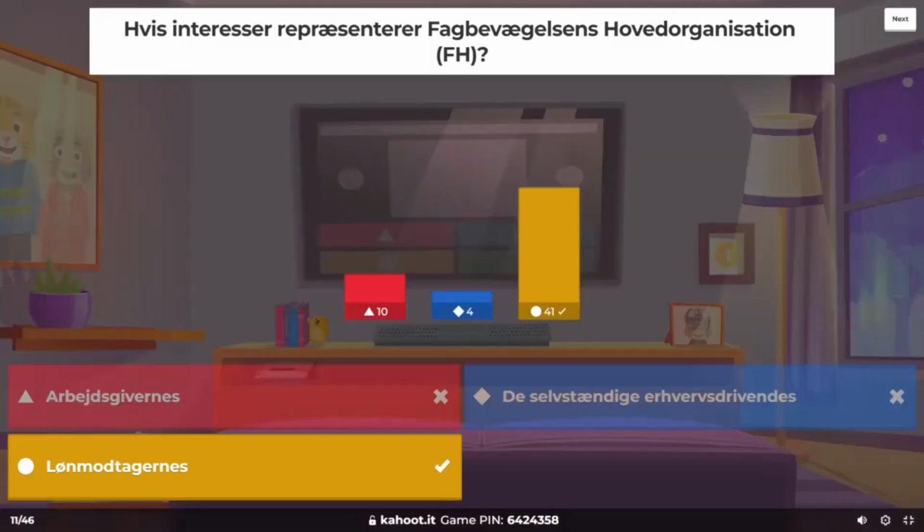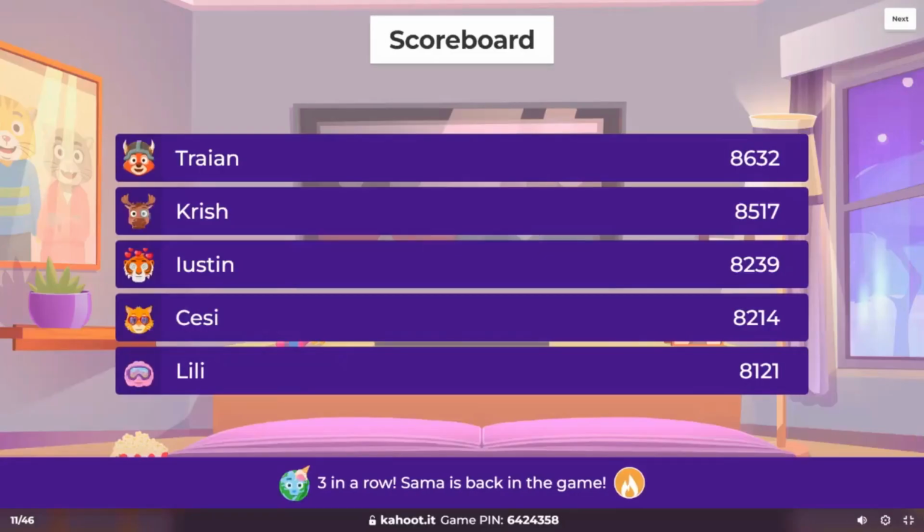Okay, 14 people got this wrong. So in the collective bargaining, there are 2 parties that represent the interests of the employers, and the other one represents the interest of the employees. FH represents the interest of the employees, and DA represents the interest of the employers. This is a frequently asked question. In this case, they're asking specifically about the organization. Well, 14 people got this wrong. Now you know what you don't know. We're moving on to the next one.